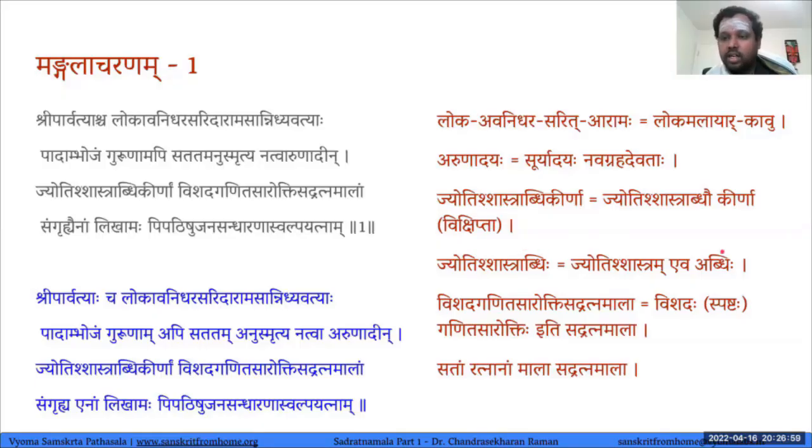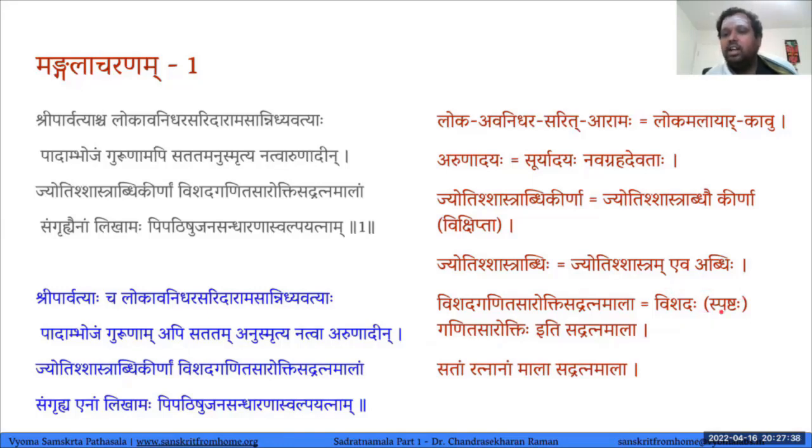Samudraha, Jyotishastram itself is the ocean. He is saying that Jyotishastram is the ocean. There, Vishada Ganita Sarokti Sadratnamala. Vishadaha means clear. Ganita Saroktihi, the expression of the essence of mathematics, Sadratnamala. So he is saying Sadratnamala is giving the essence of Jyotishastram, and it is making it very clear.